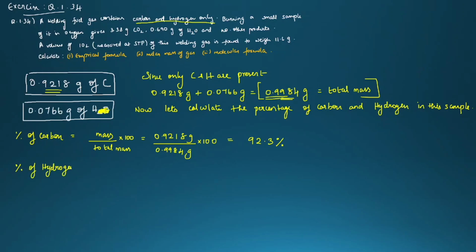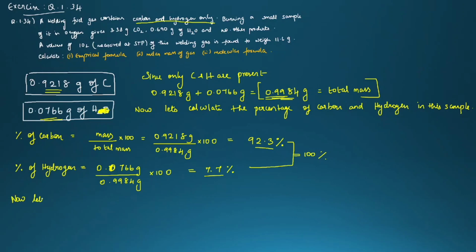In the same way, we'll write the calculated mass of the hydrogen, that is 0.766 grams, and the total mass is 0.9984, which we have calculated just before, into 100. On solving this, we'll get 7.7%. So on adding these, we'll get 100. So our answer is right. So we can proceed.